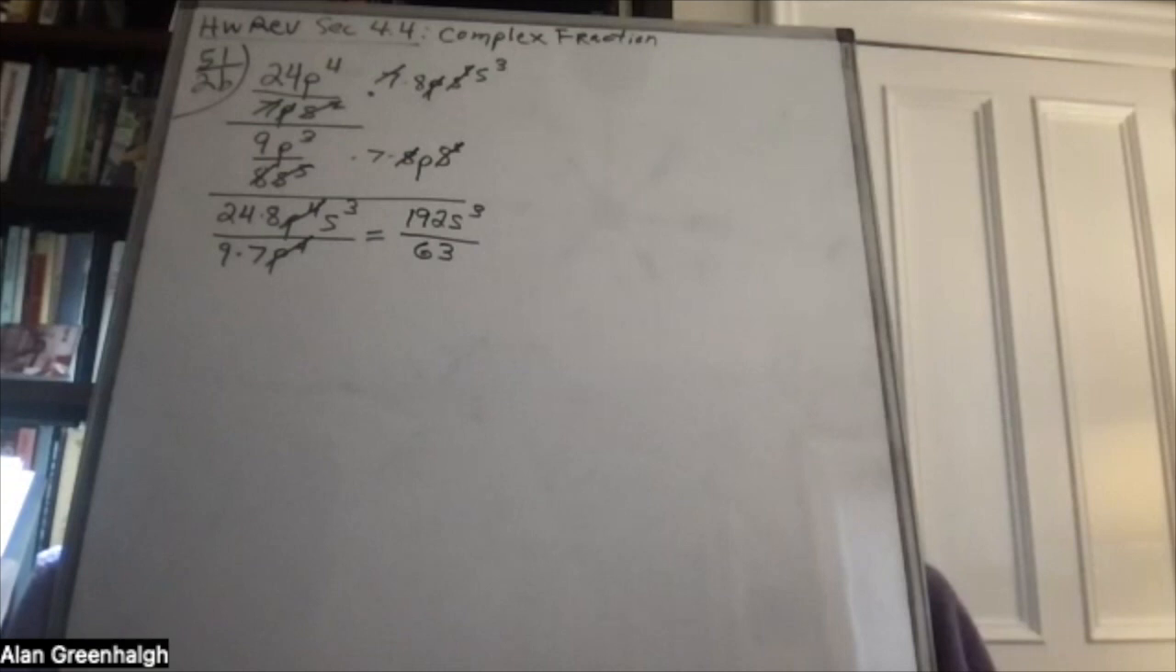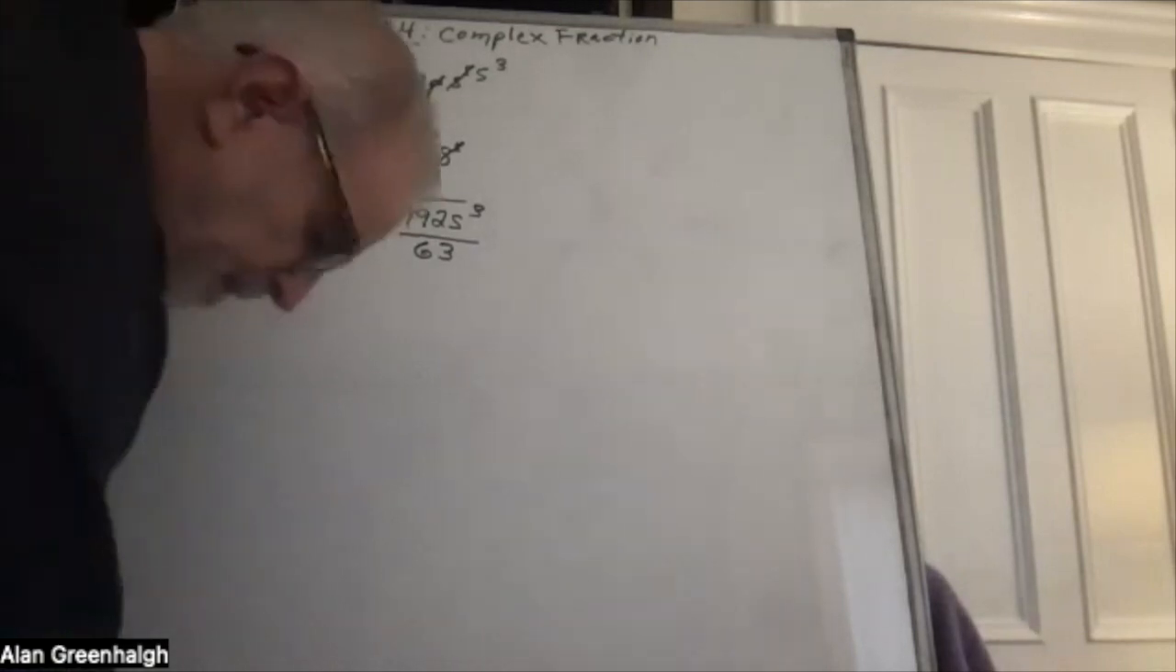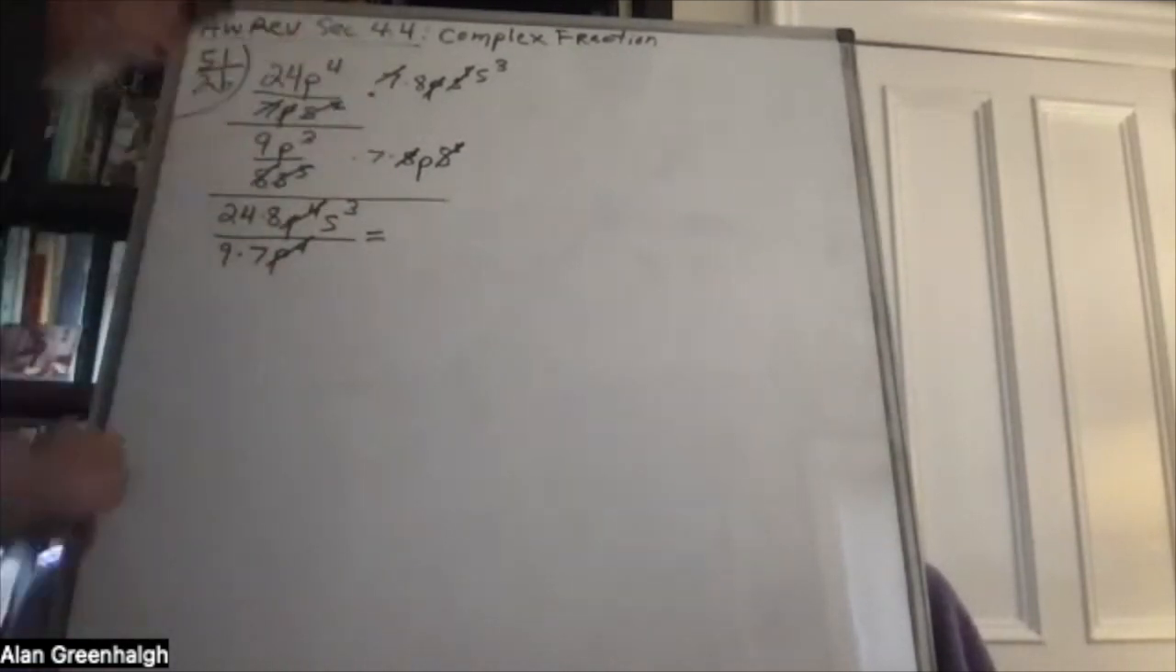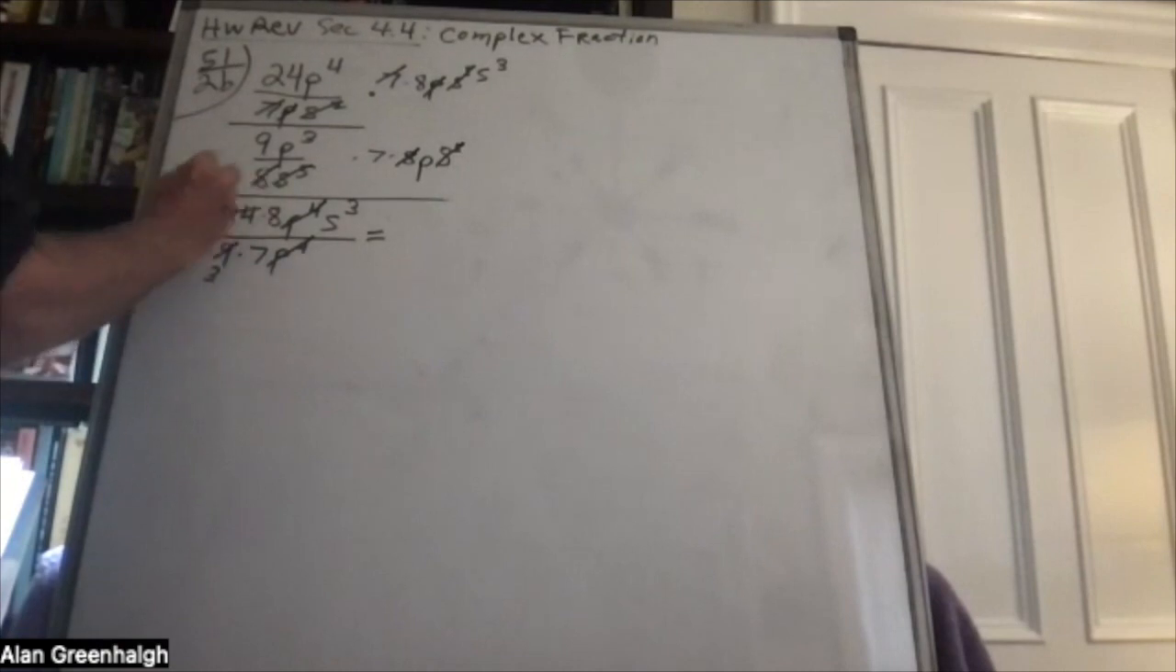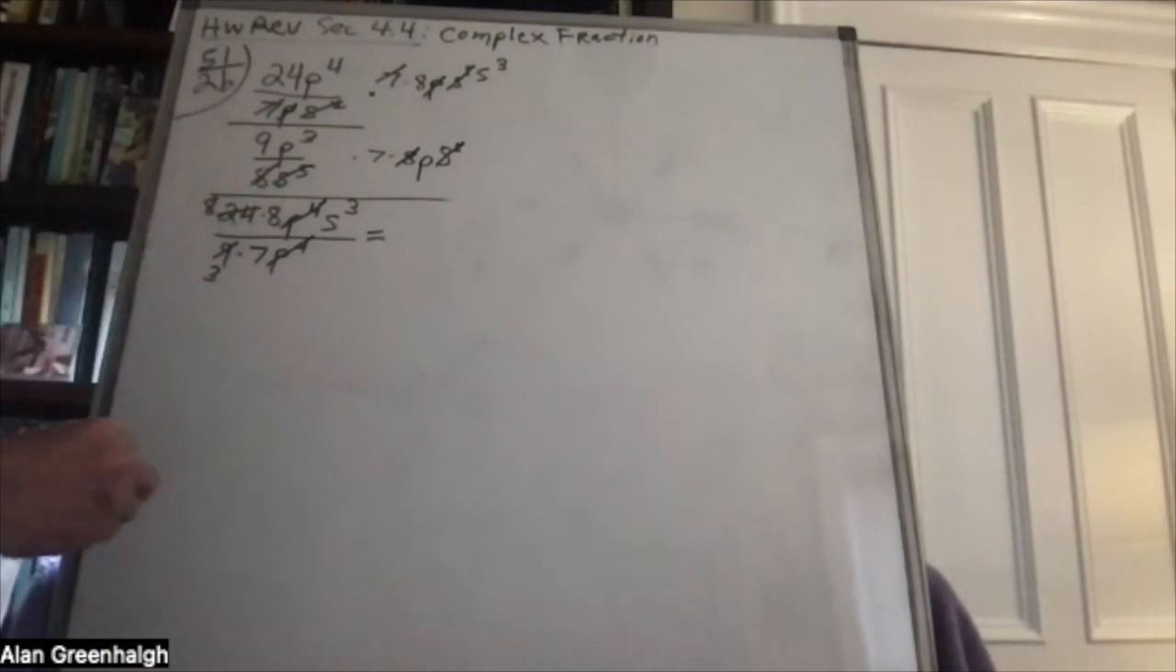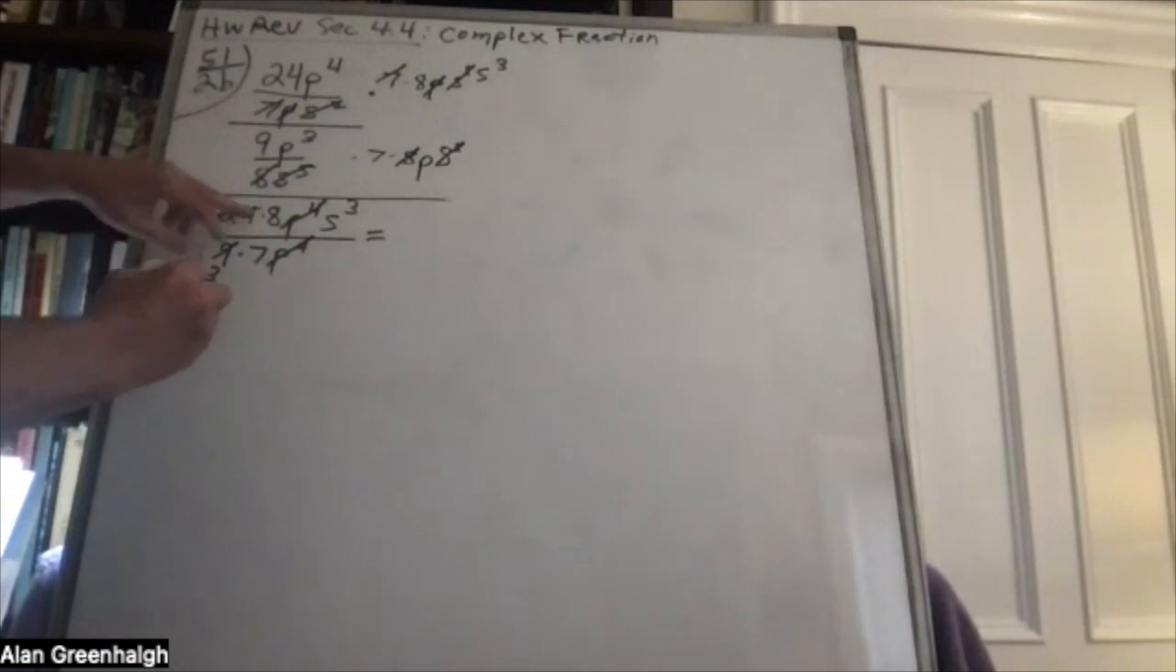Oh, you know what we could have done? We could have divided 3 into 9 is 3, 3 into 24 is 8. So you should try to do stuff like that. So this is 64 s to the third over 3 times 7, which is 21. This is the answer to the question. All righty, so that's that problem.